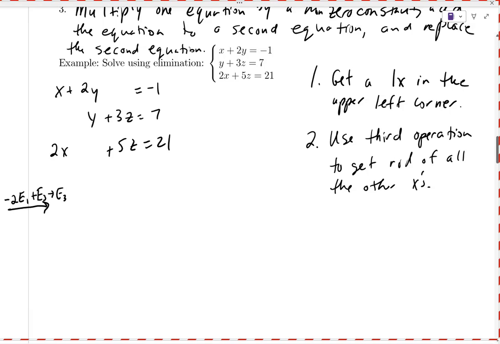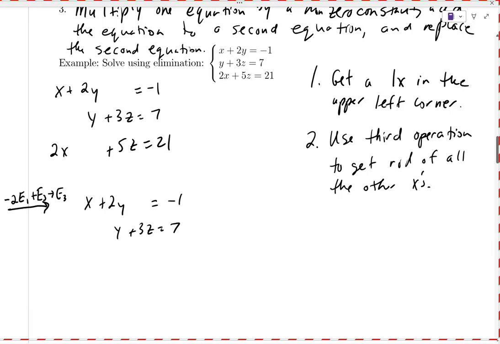Okay. I'm going to take -2 and multiply it by equation 1. I'm going to add it to equation 3 and replace equation 3. Now, in this step, the only thing that's getting changed is equation 3. Okay? Equation 1 is going to stay the same. Equation 2 will stay the same. I'm going to do my multiplication and then add down all in one step.